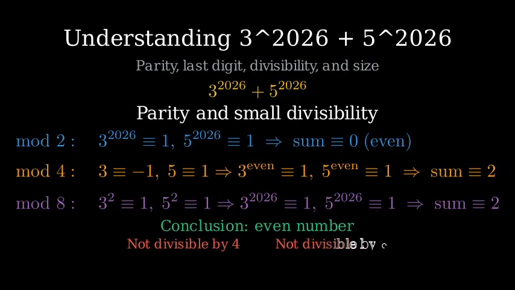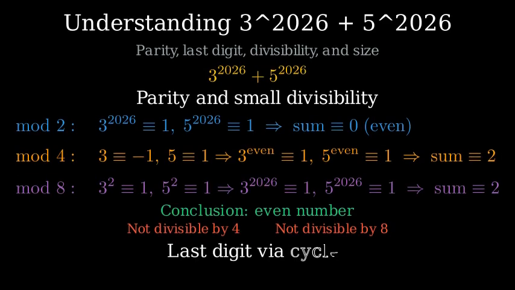Modulo 8, both 3 squared and 5 squared are 1. Raising that to the power 1013 still gives 1. So each term is 1 modulo 8, and the sum is 2 modulo 8. That means it is divisible by 2, but not by 4 or 8.